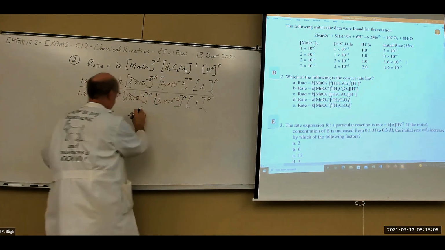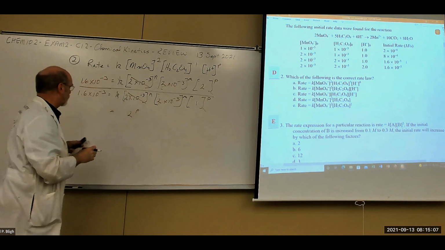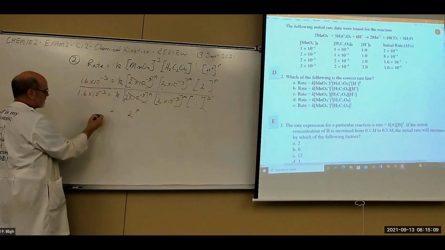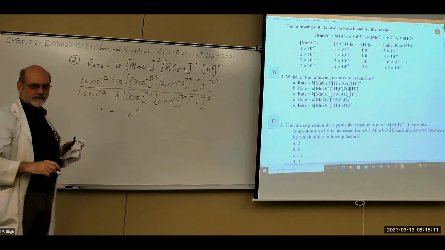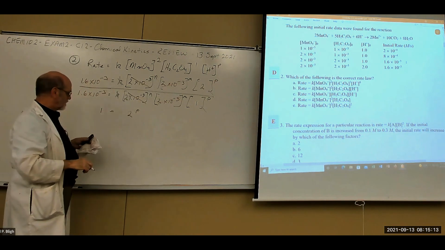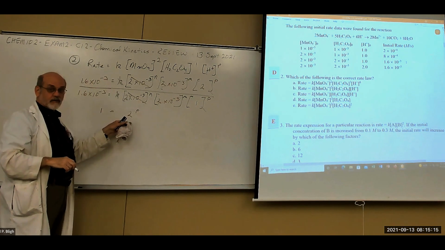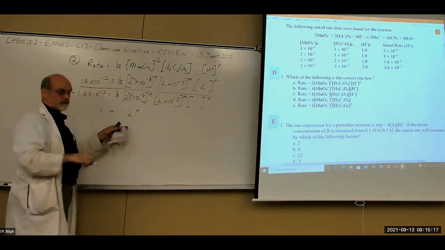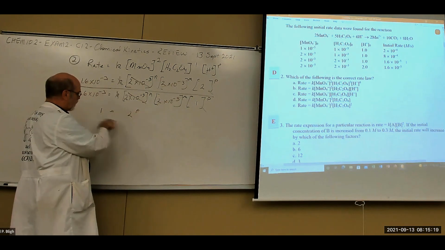There we go. That's better. Now, what's this divided by this? 1. So what does P have to be? P has to be 0. It has to be a 0 order. 2 to the 0 power is 1.